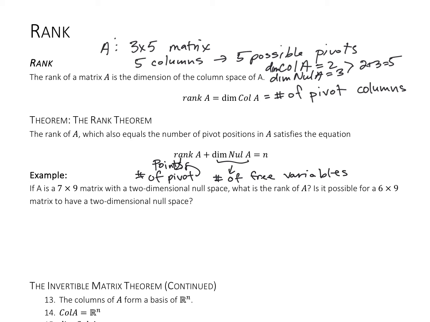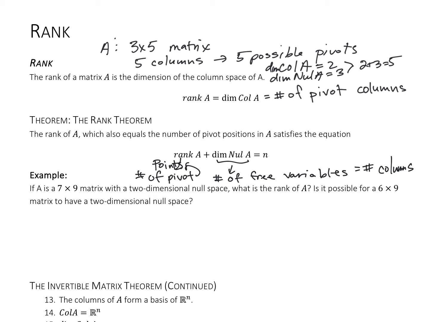So hopefully it makes sense that the number of pivot points plus the number of free variables should equal the number of possible pivot points, or the number of columns. So this is the number of columns.